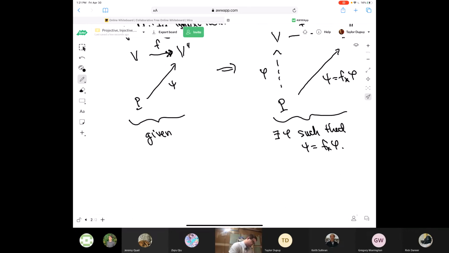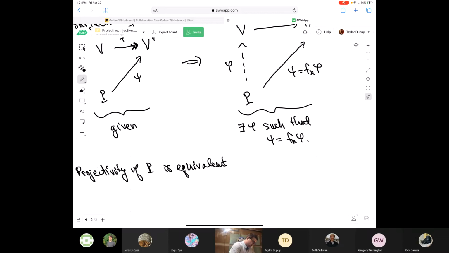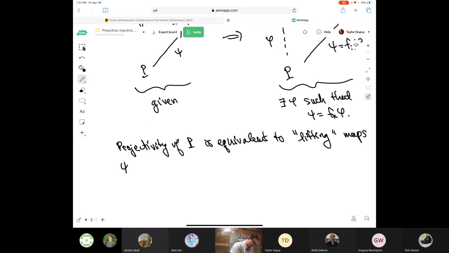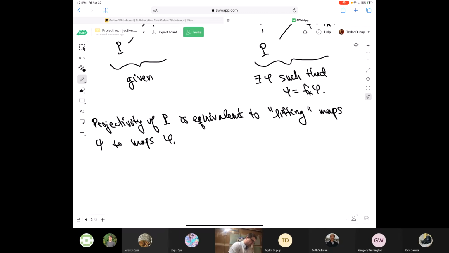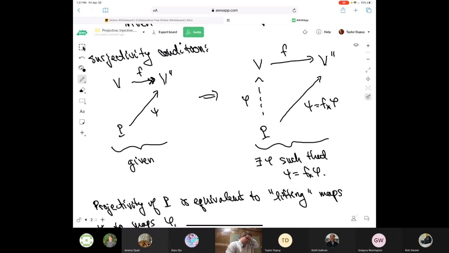So projectivity of P is equivalent to lifting maps psi to maps phi. Okay, so this is one way of formulating this.